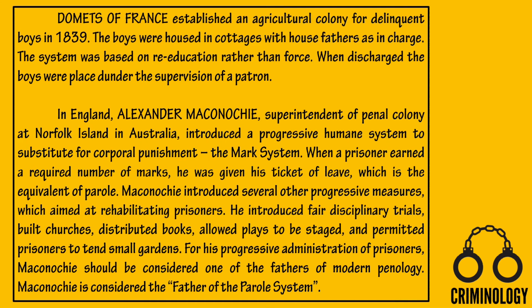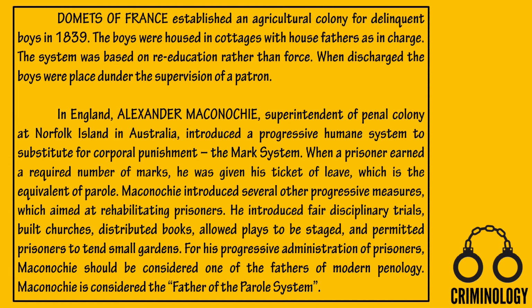Next is si Demetz of France. In the case of Demetz of France, he established an agricultural colony for delinquent boys in 1839. So, nakafocus naman siya sa mga delinquenteng batang lalaki. The boys were housed in cottages with house fathers in charge. The system was based on re-education rather than force. When discharged, the boys were placed under the supervision of a patron.